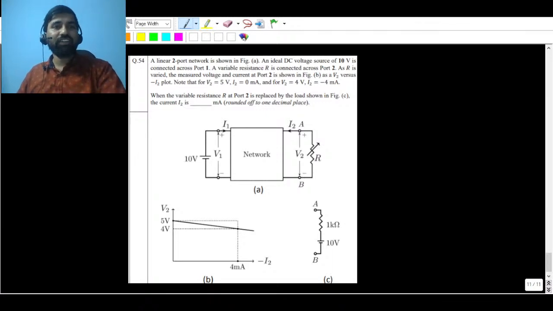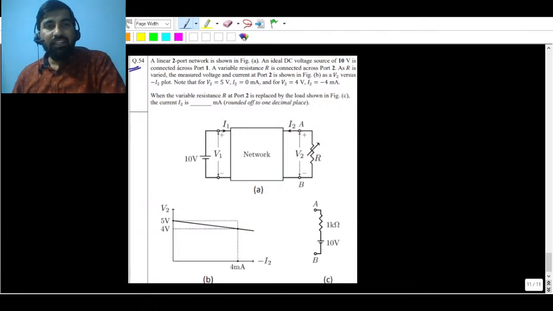What they have given in the question is: a linear two-port network is shown in figure A. An ideal DC voltage source of 10 volt is connected across port 1. This is port 1 and this is port 2. A variable R is connected across port 2.